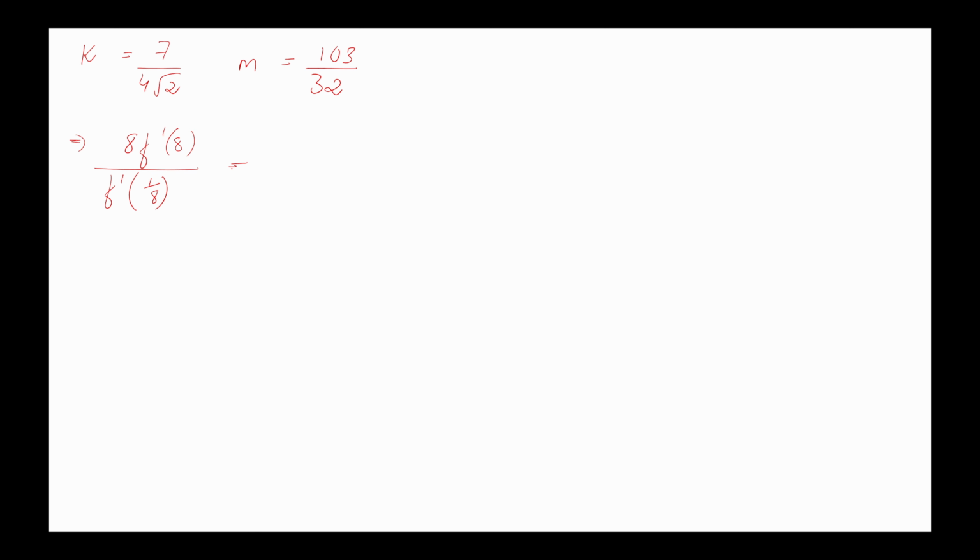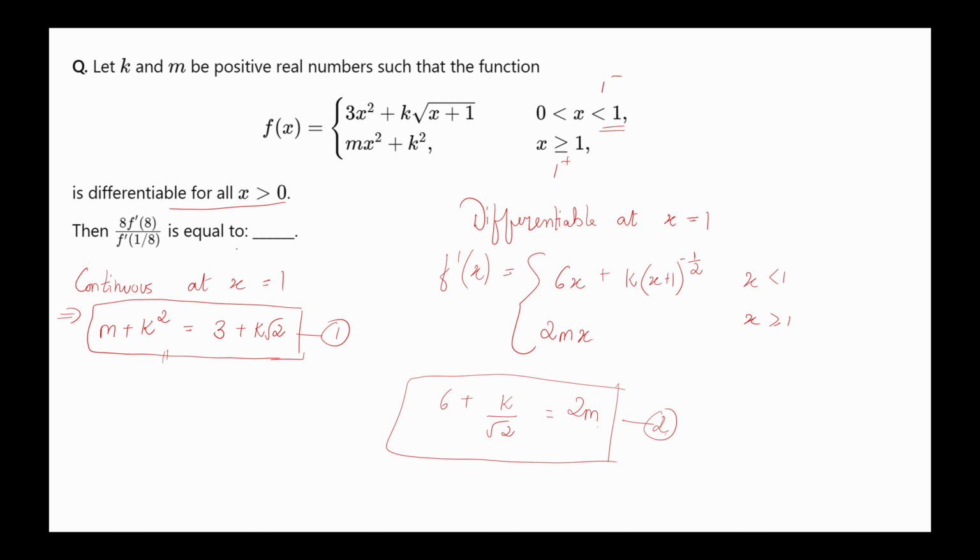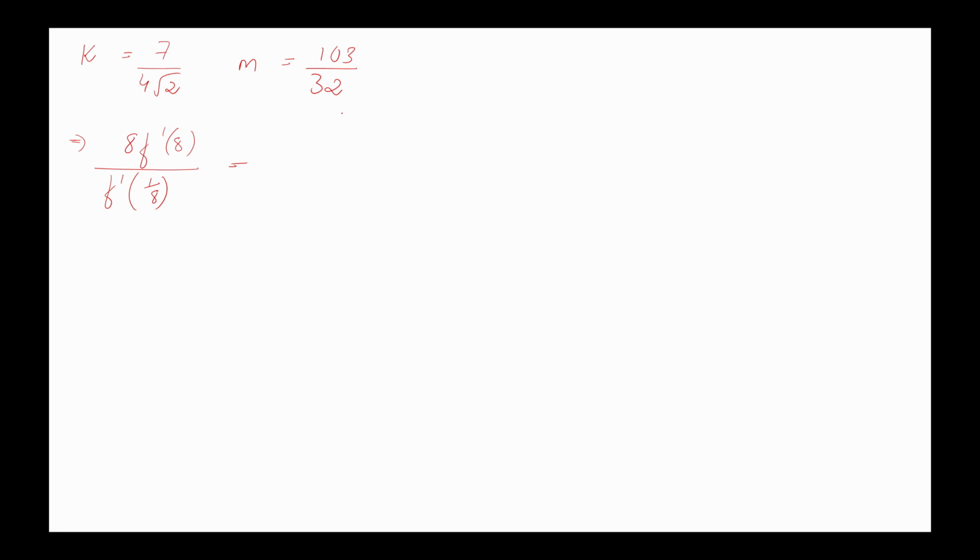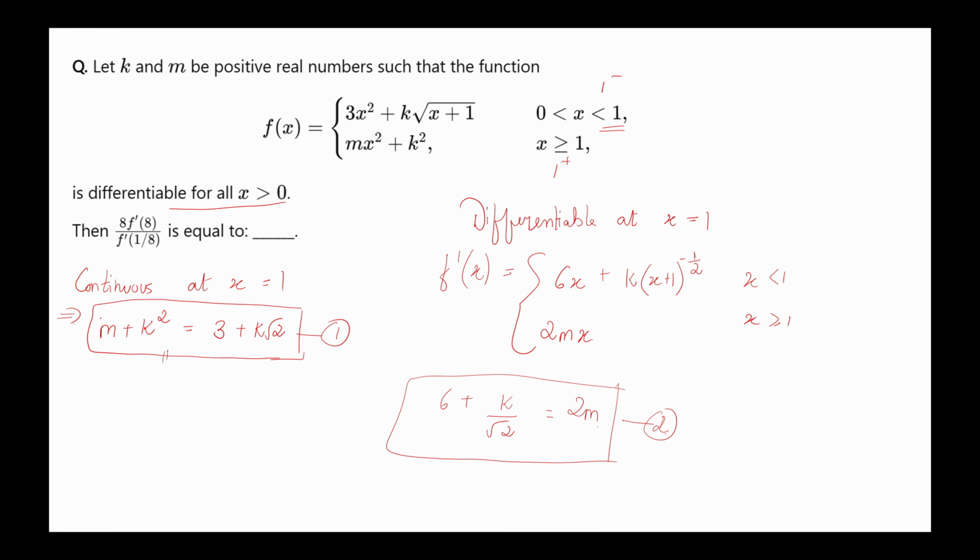So we found out what our f dash function is. So for 8, which function are we going to use? We are going to use 2mx because 8 is greater than 1, right? So this would become 8 into 2 into m into x, which is my 8 again, divided by f dash 1 by 8.